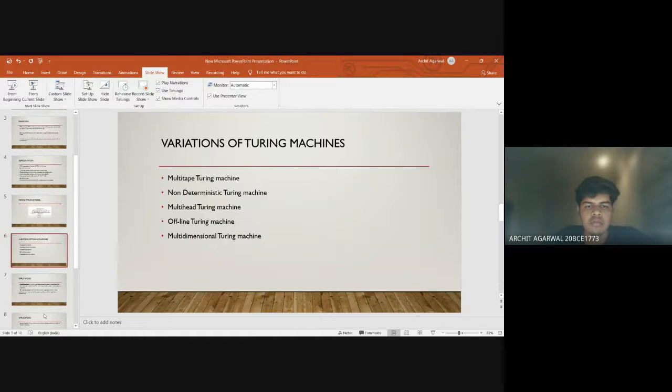Now coming to the variations of the Turing machine, there are many variations as listed below, like the multi-tape Turing machine, non-deterministic Turing machine, multi-head Turing machine, offline Turing machine, and multi-dimensional Turing machine.